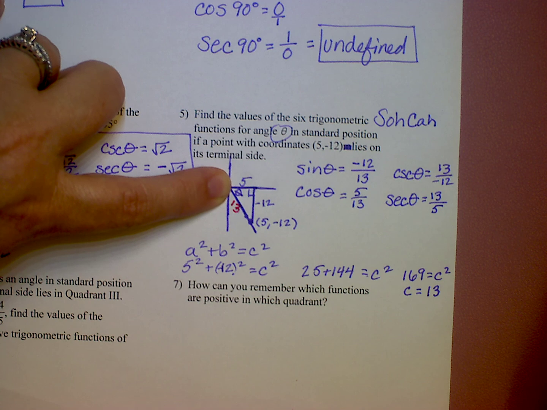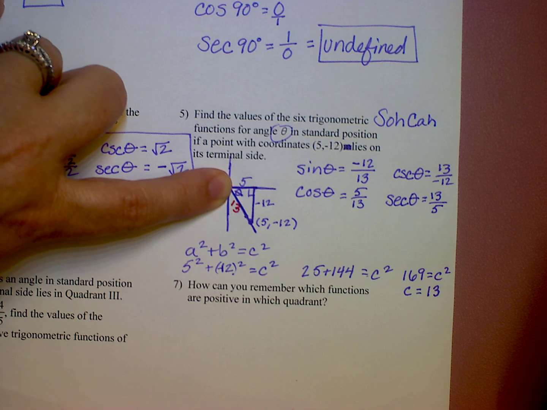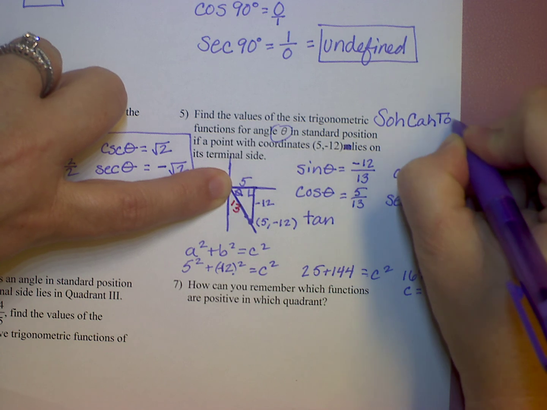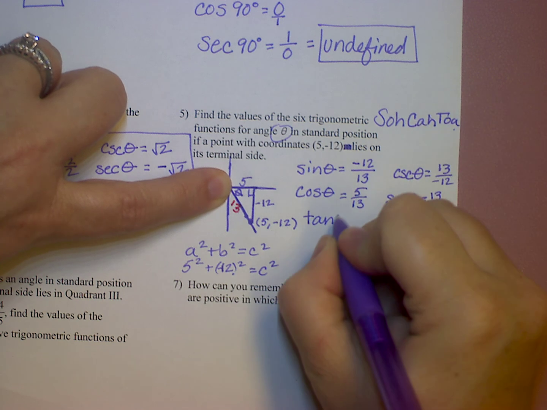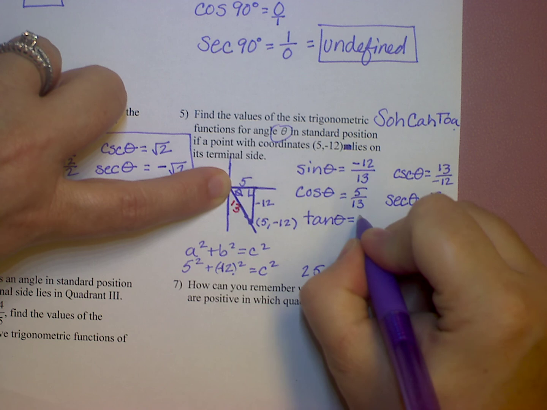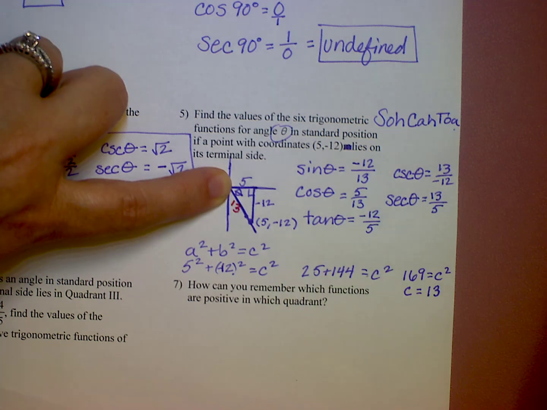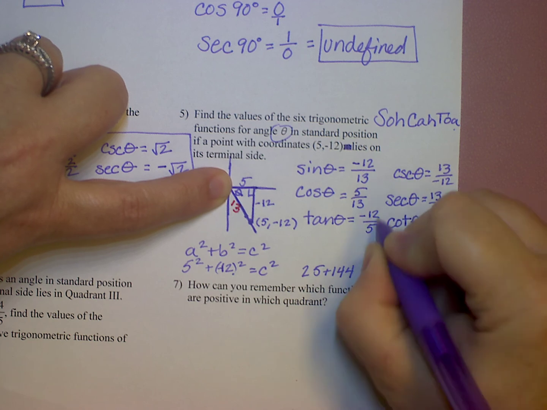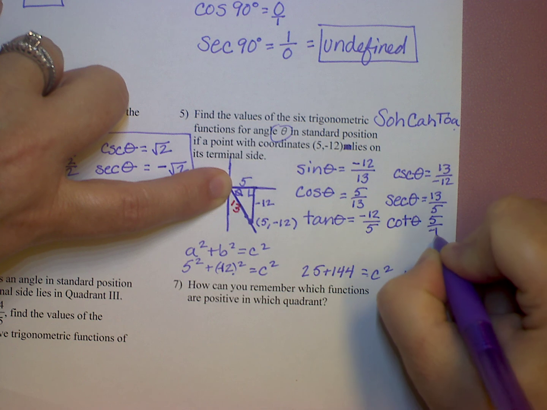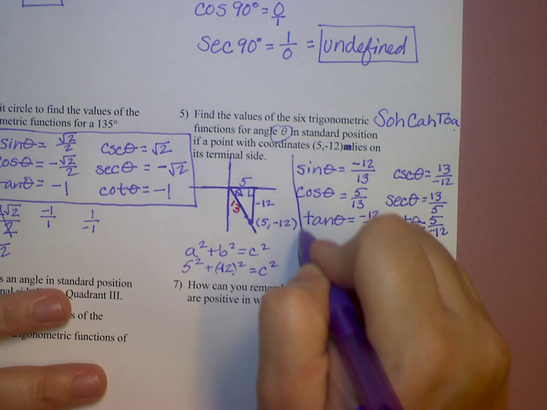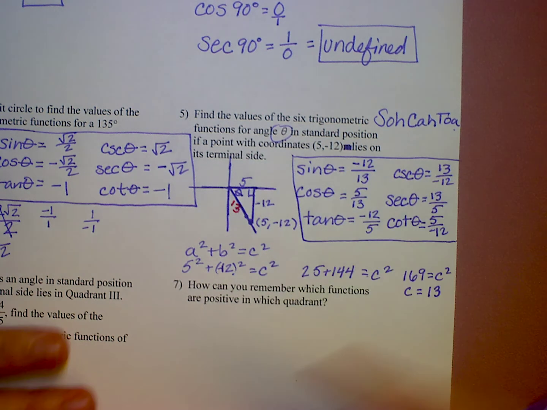Thumbs up if this is making sense to you. Anybody? Okay. And then tangent, we know, is opposite over adjacent. So opposite is -12. Adjacent is 5, so I have -12 over 5. And then the reciprocal of tangent is cotangent. So I just flip this, 5 over negative 12. Again, doesn't matter if you put the negative on the bottom or out front. I will typically put it out front, but just introduced it to show you. There's my 6 functions.